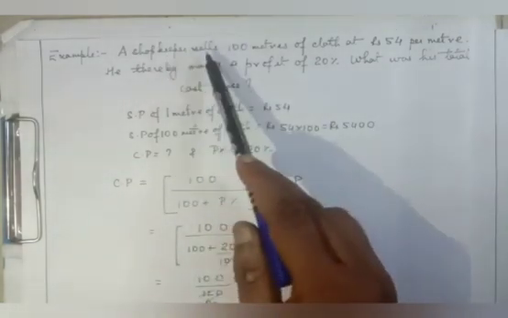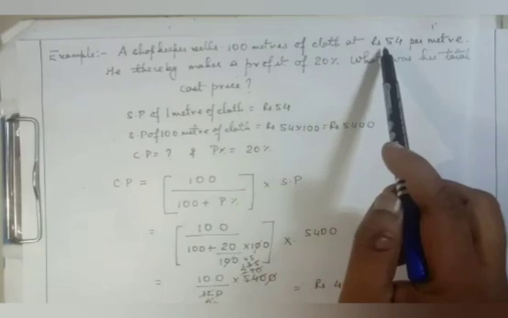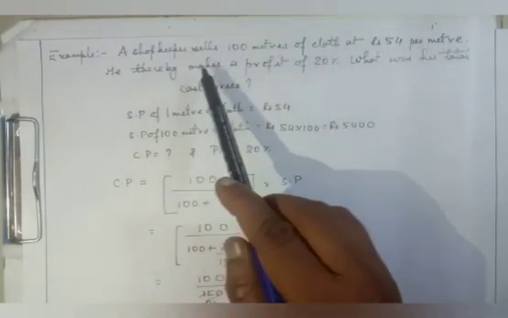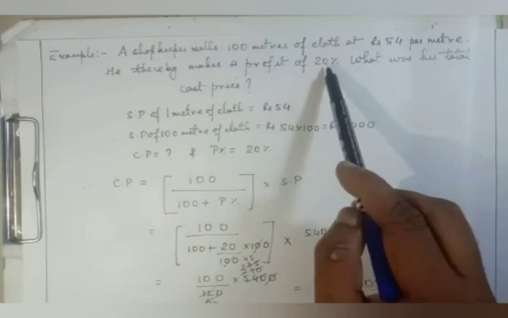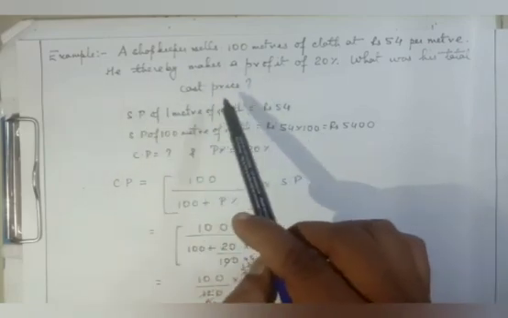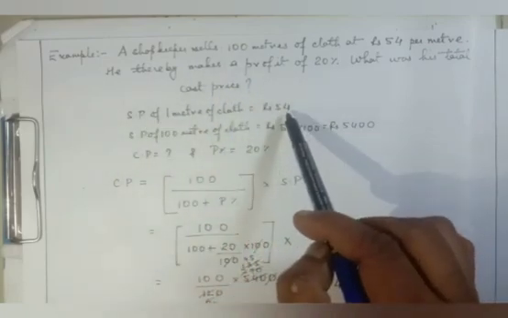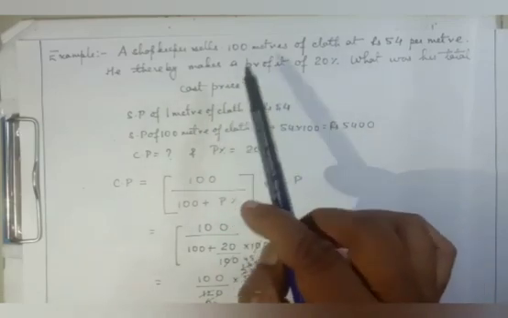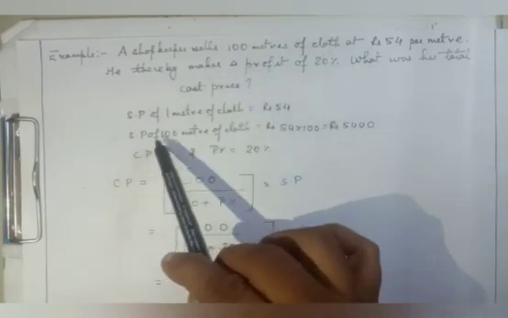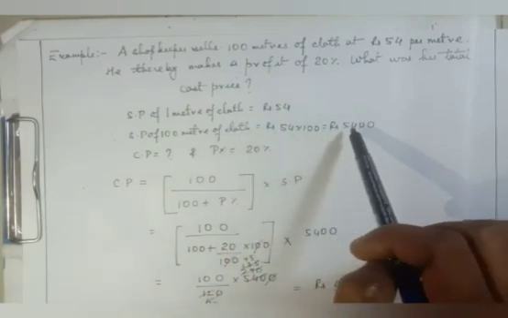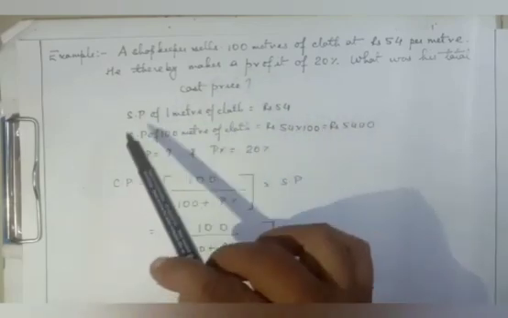A shopkeeper sells 100 meter of cloths at rupees 54 per meter. He thereby makes a profit of 20%. What was his total cost price? Over here you can see that selling price of 1 meter of cloth is rupees 54. So how many meter of cloth he has sold? He has sold 100 meters of cloth. So the selling price of 100 meter of cloths will be 54 into 100, that is 5400.